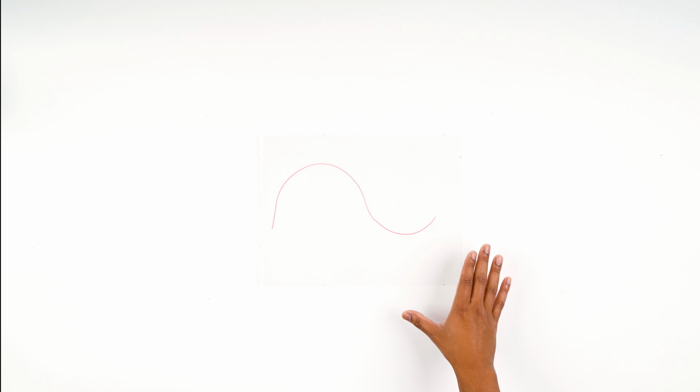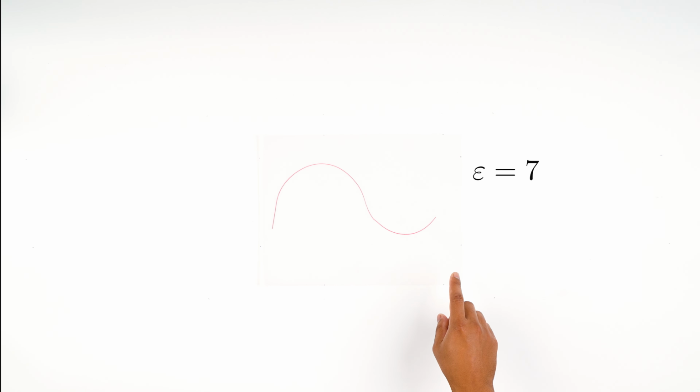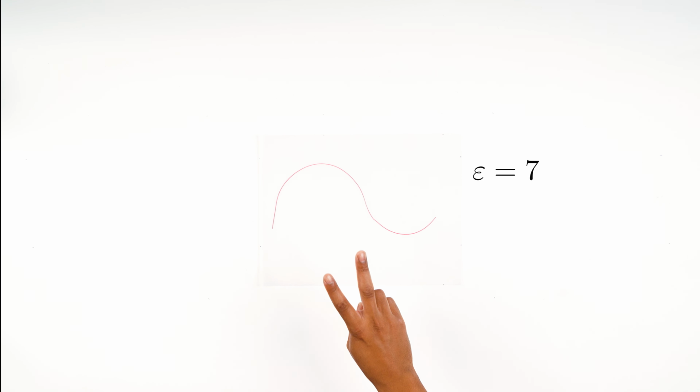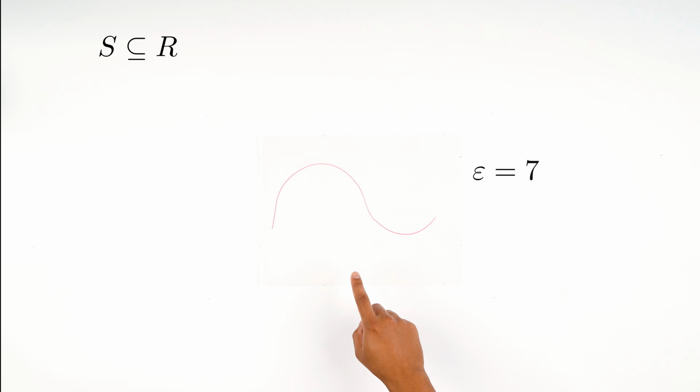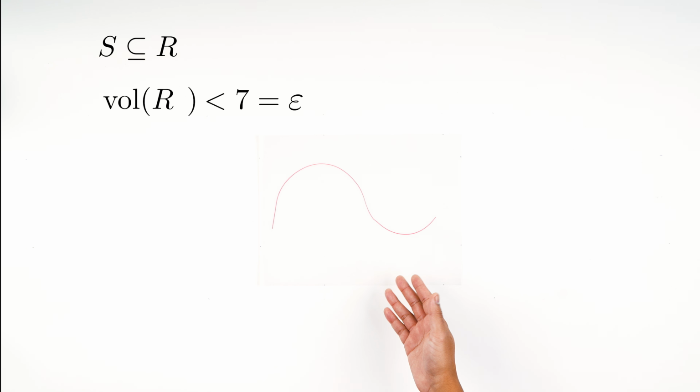Start by fixing an epsilon. Say epsilon is 7. Remember, we need to choose finitely many rectangles satisfying two properties. First, they cover S, and second, their total area is less than epsilon. Let's try a first attempt. This covers S with one big rectangle, but it seems like the total area is way too big.